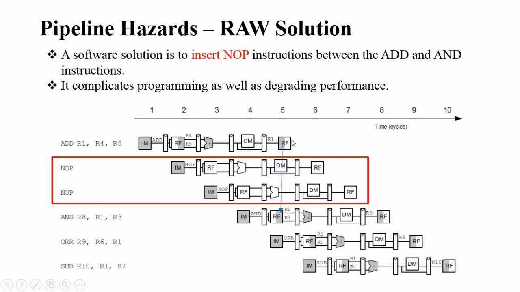The R1 will be written here. The same R1 you can read here, because read will be done in the second half and write will be done in the first half. So this is one method of solving the hazard problem. But here it will degrade the performance, because you are inserting two no operation instructions here.